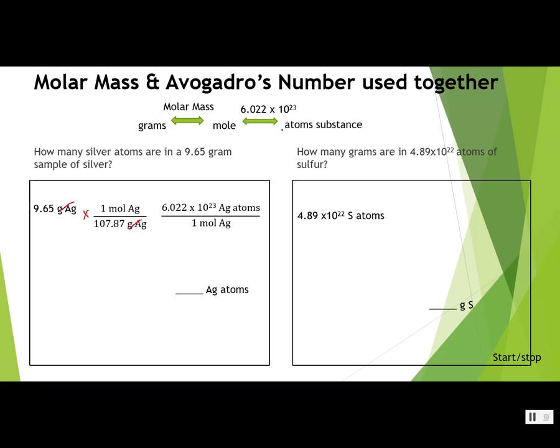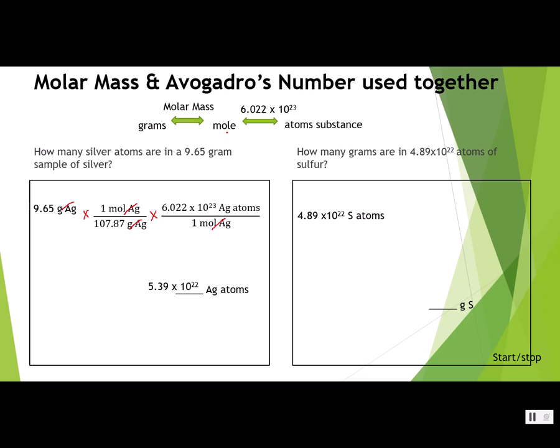So I'm in the middle here. I've got to get to atoms. So that means I need to use the definition of Avogadro's number. So 1 mole of Ag, 6.022 times 10 to the 23rd, written again appropriately so my mole units cancel. And so in your calculator, 9.65 divided by 107.87, multiplied by 6.022 times 10 to the 23rd, and your answer to 3 sig figs is 5.39 times 10 to the 22.